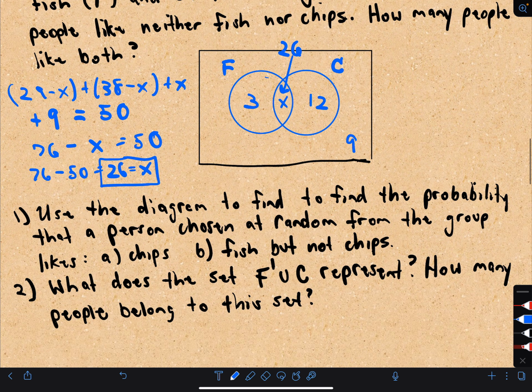Okay, so a couple of things here. So we're going to use the diagram to find the probability that a person chosen at random from the group, what's the probability that they like chips?